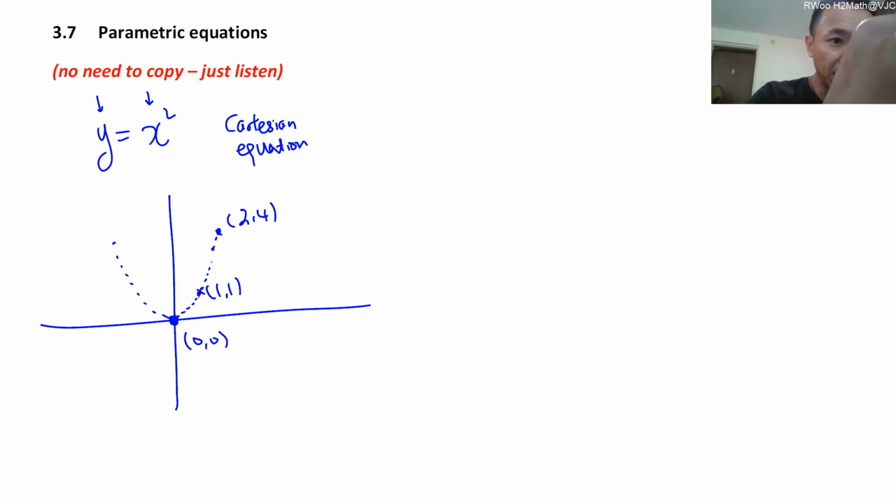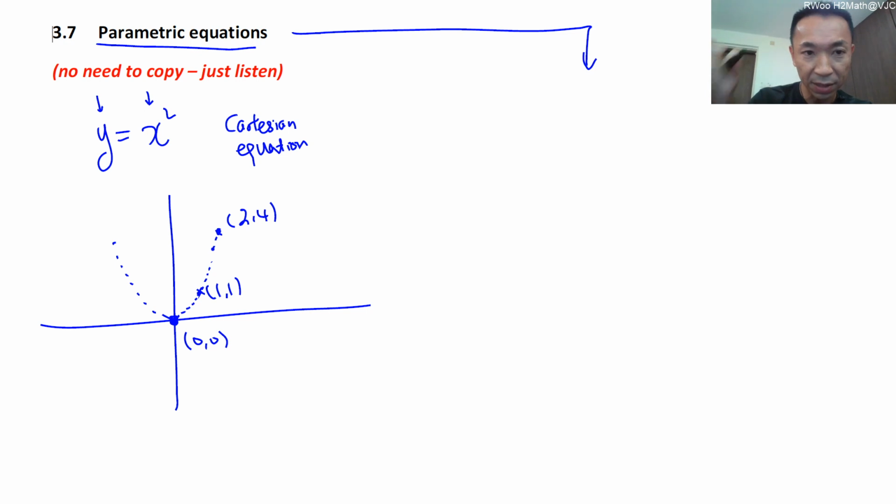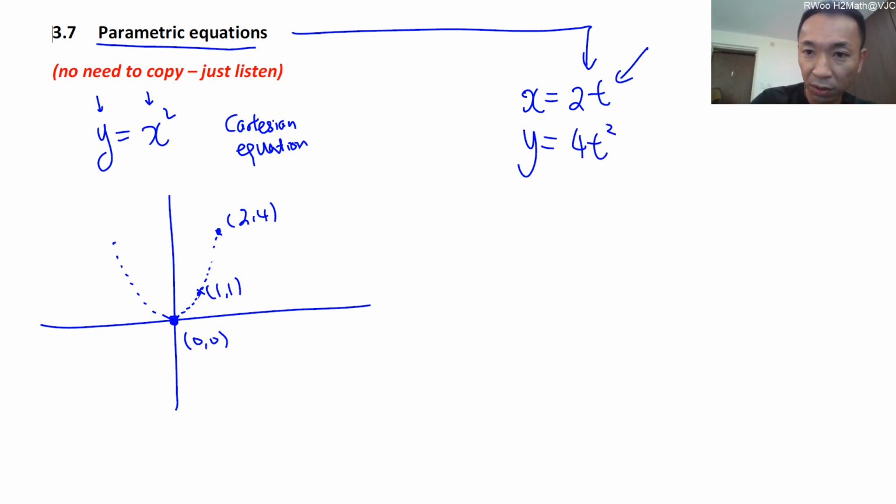Now, there is a different kind of equation called a parametric equation. Essentially it is this. I will define it like this. You may find it a bit odd, but never mind. Let's use x. Say x is 2t, y is 4t squared. Then you realize there's a weird looking thing called t. But essentially it works the same. Let me elaborate.